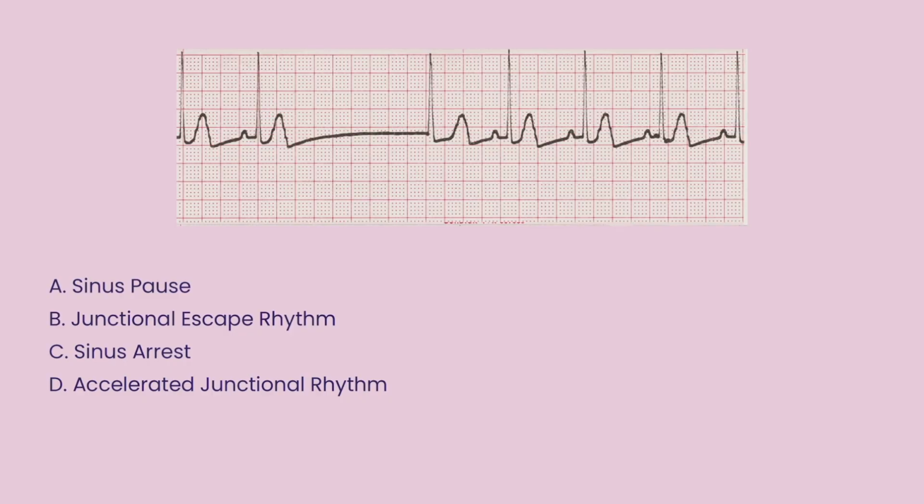Alrighty. So here we've got a narrow QRS. We have a pause of some sort, and we just have to figure out what it is. And so we're going to say this is 1, 2, 3, 4, 1, 2, 3, 4, 1, 2, 3, 4. Okay.